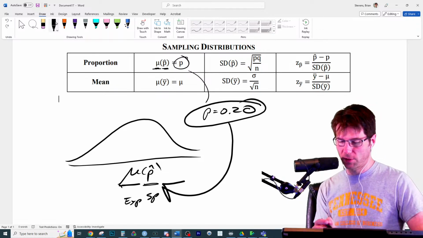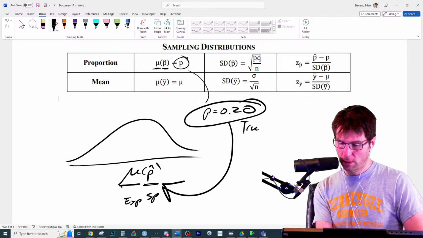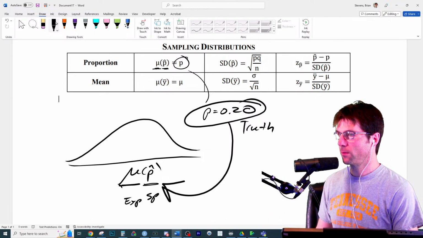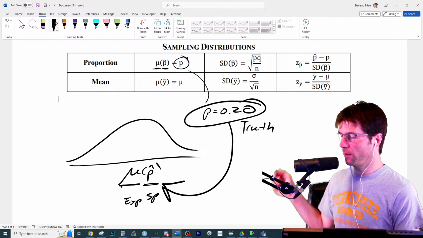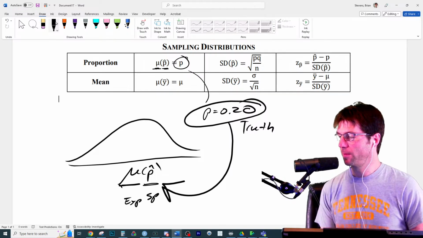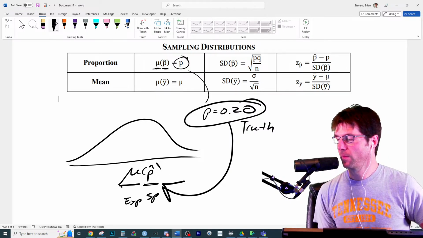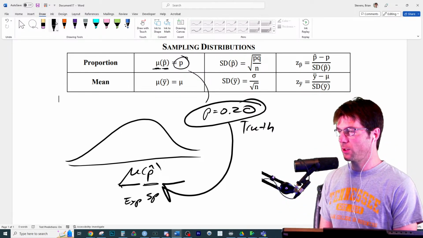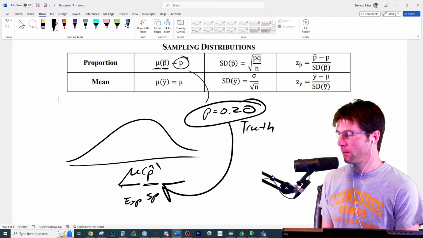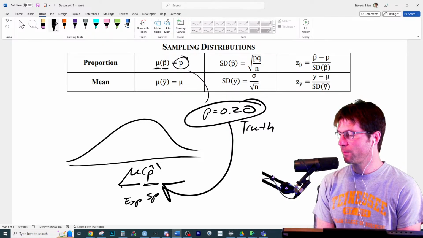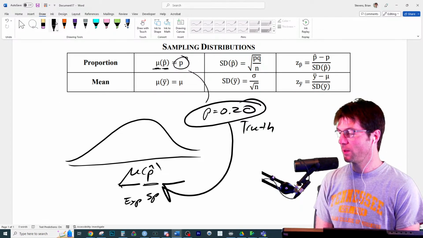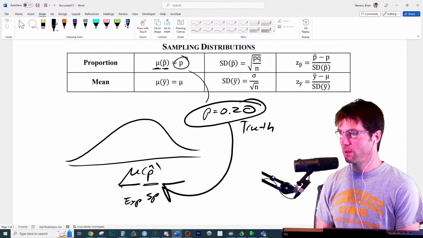If I took a sample of students, this is the truth. If I took a sample of students, I would what? The most likely thing, what? I would expect in my sample what?